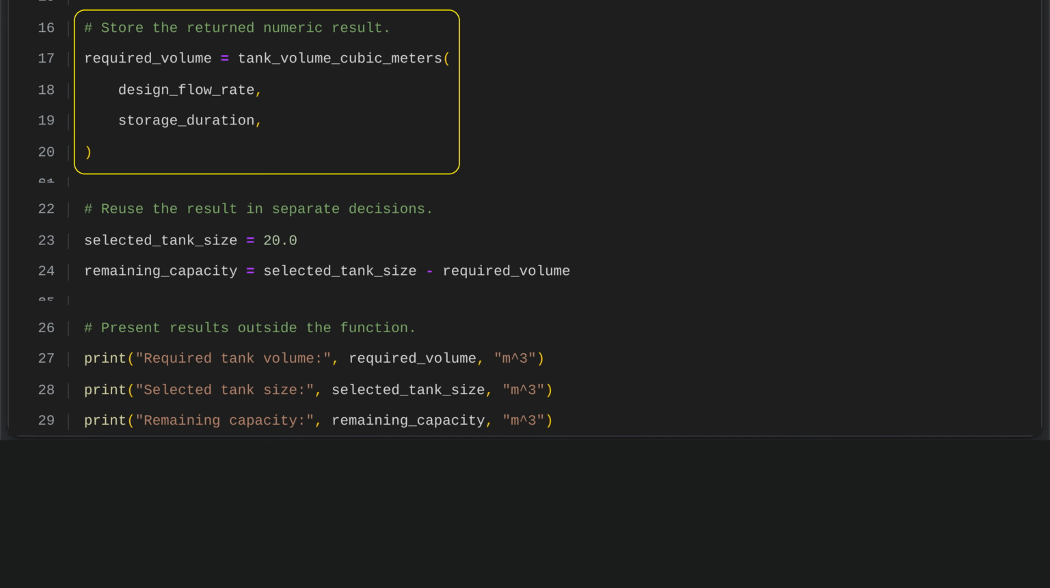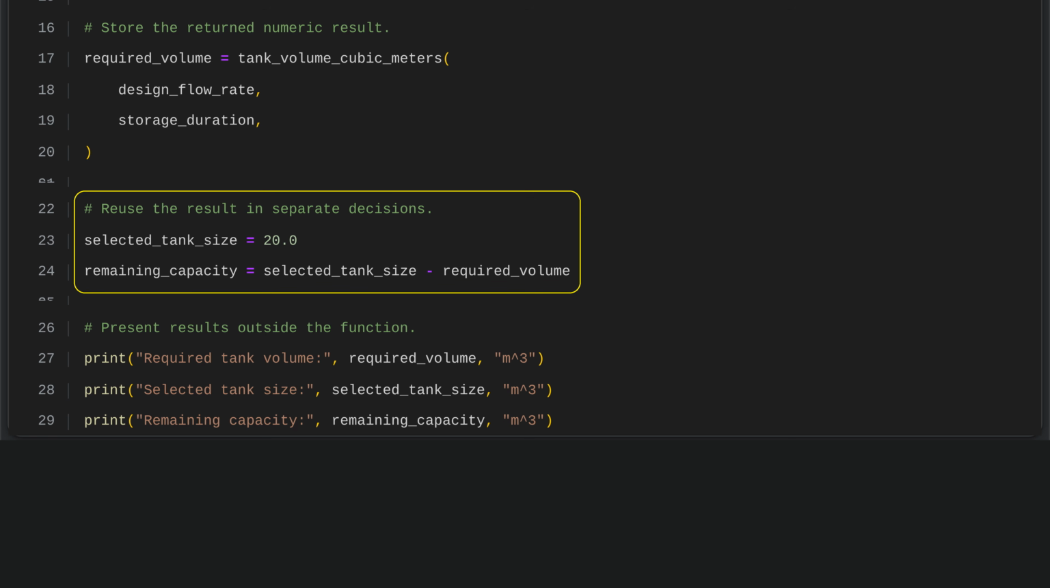The program calculates the required tank volume by using a volume calculation function with the design flow rate and storage duration as inputs. The result is stored for later use, so the program can apply it in further decisions.